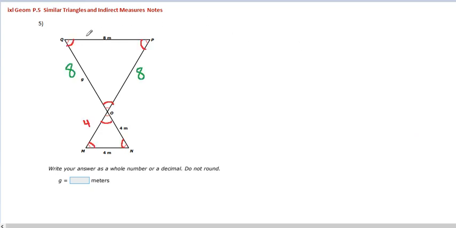Okay, so hopefully you guys noticed that all of these angles are the same. So that means that all these sides are also the same. Same deal with this one. All of the angles are the same, so all of the sides are going to be the same also. It's just that this triangle is twice as big as this one. So G would have had to have been 8. Bam.